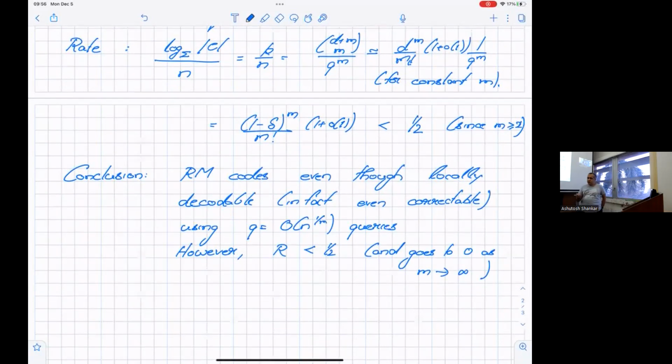So what we want is codes with constant rates. If you actually want to practically implement this, the m will be constant. So q and d are going to be numbers larger than m. M will be a large constant.